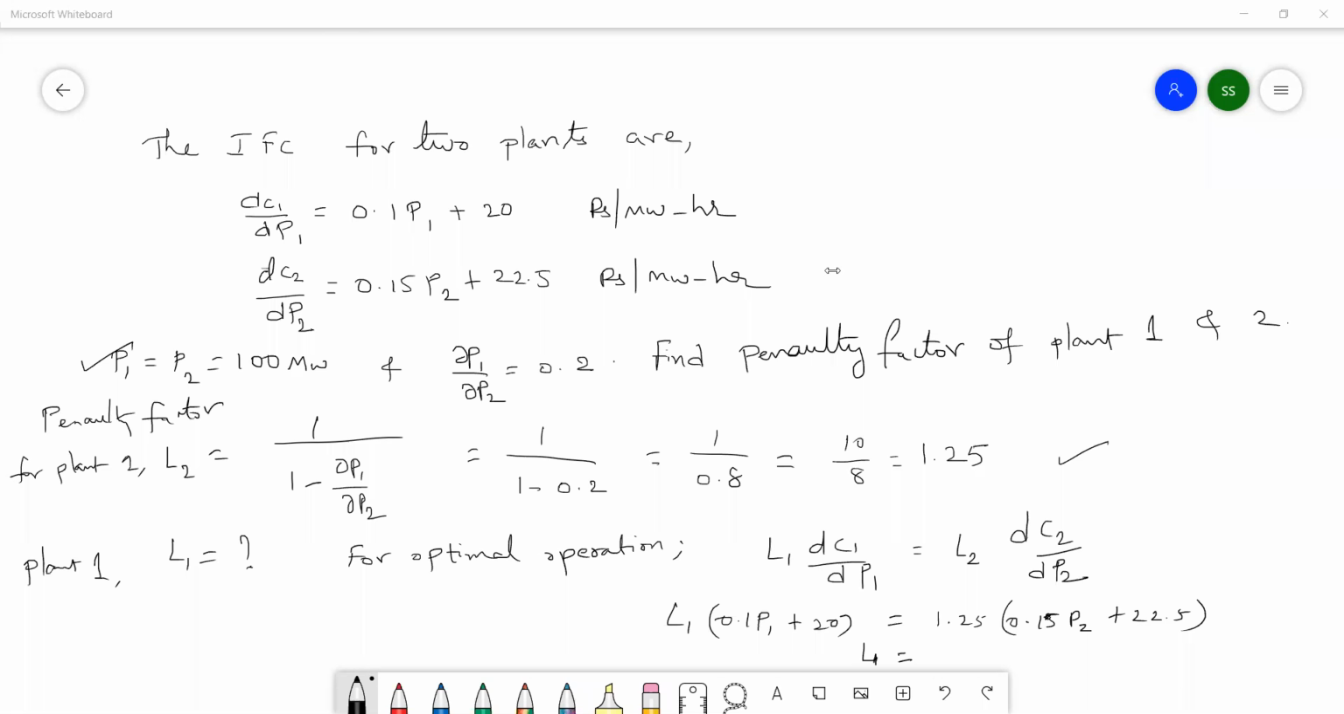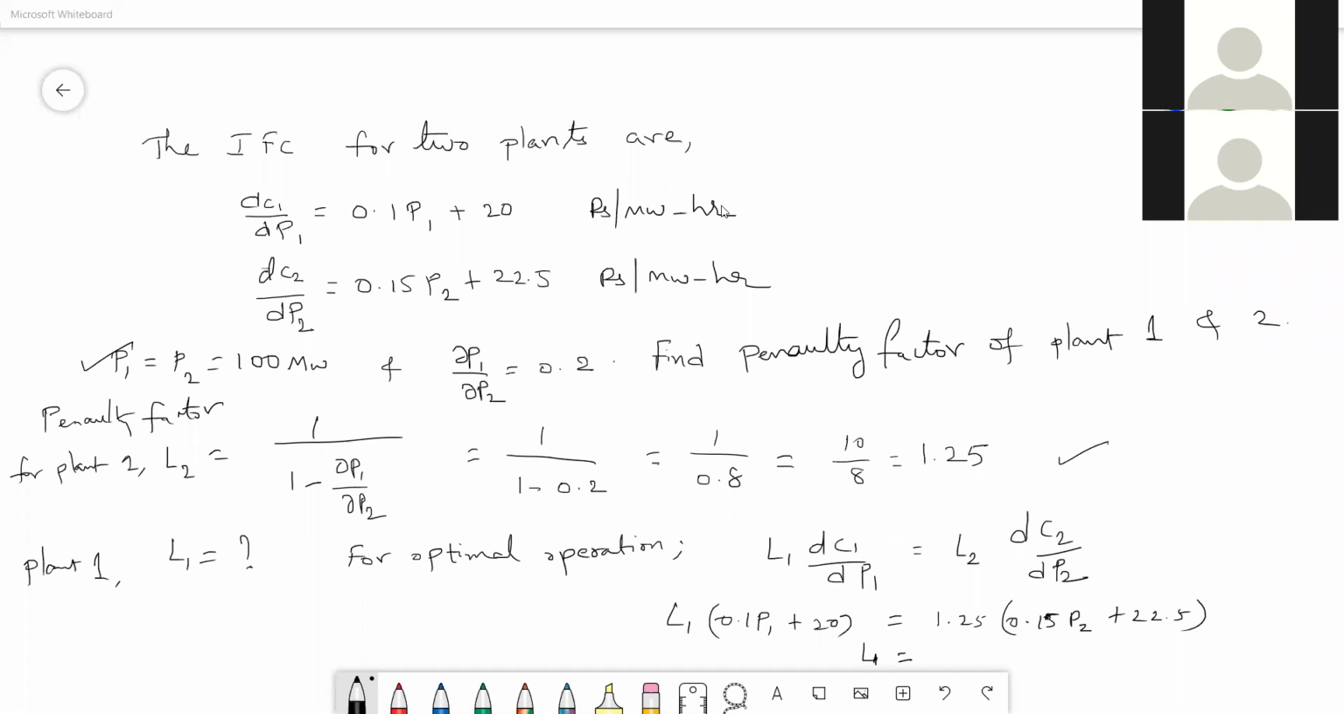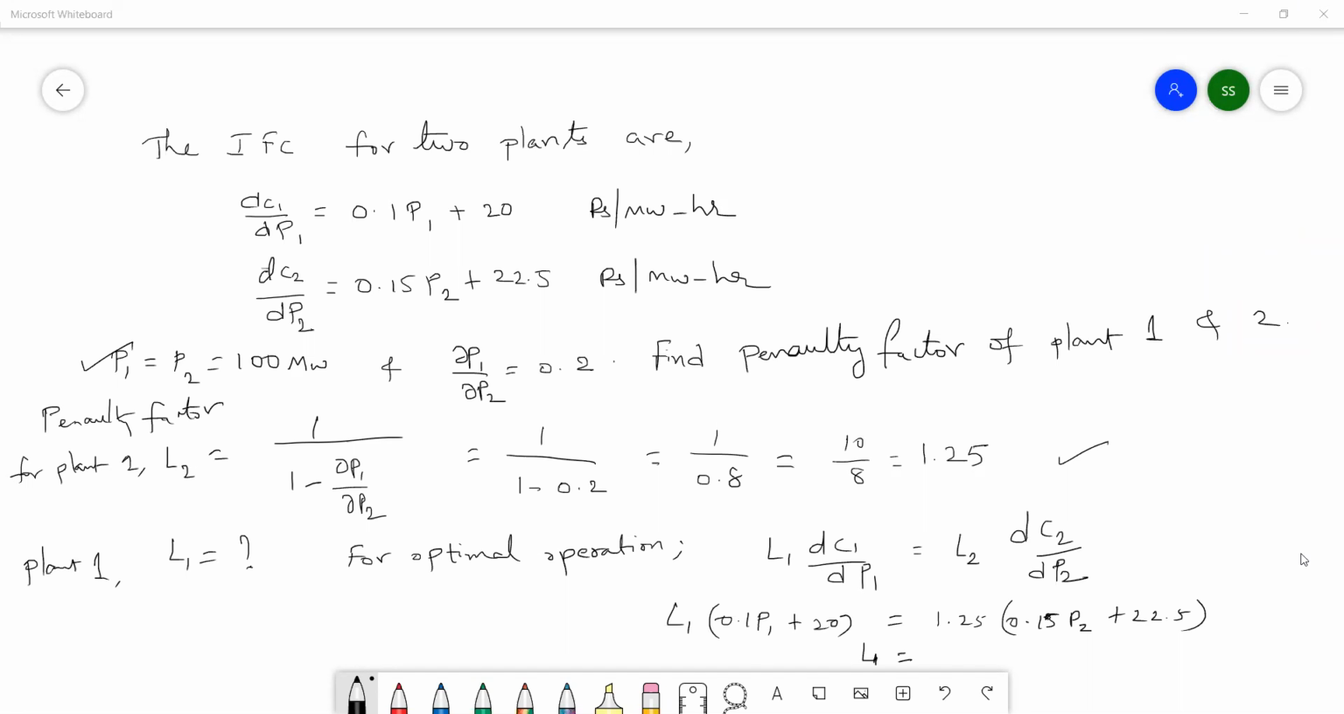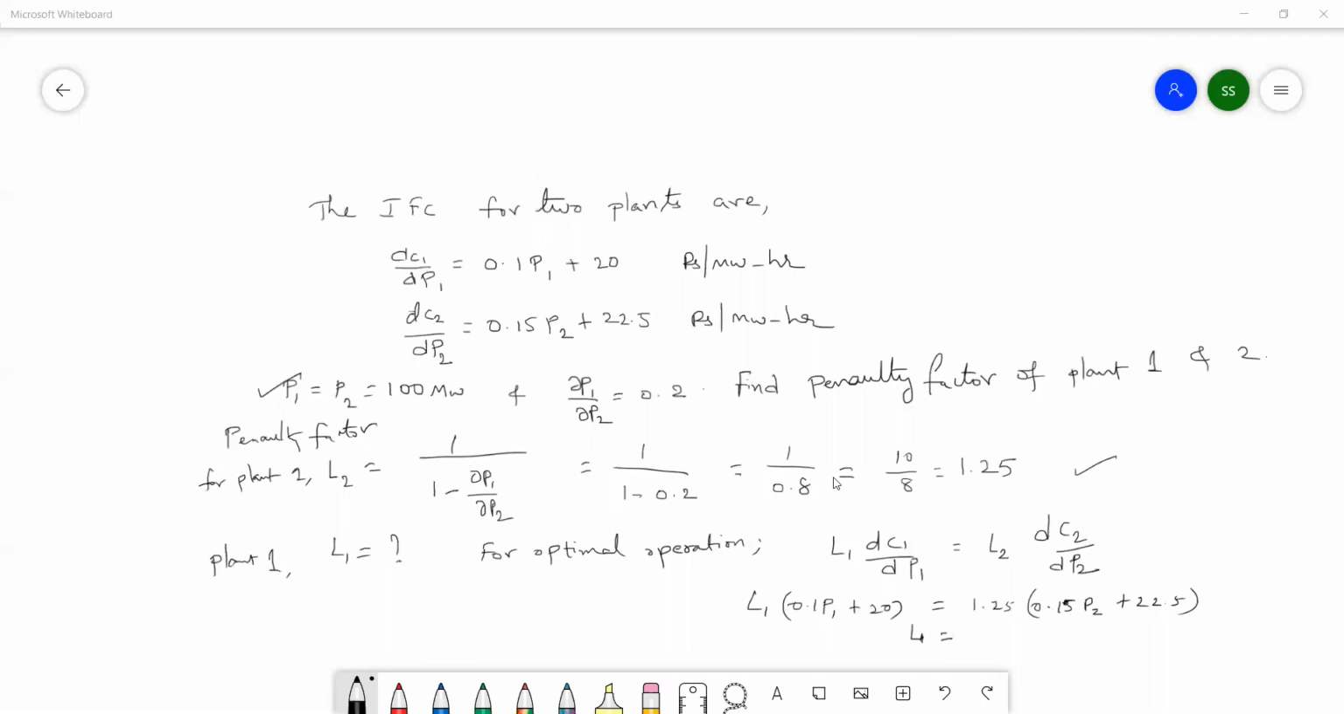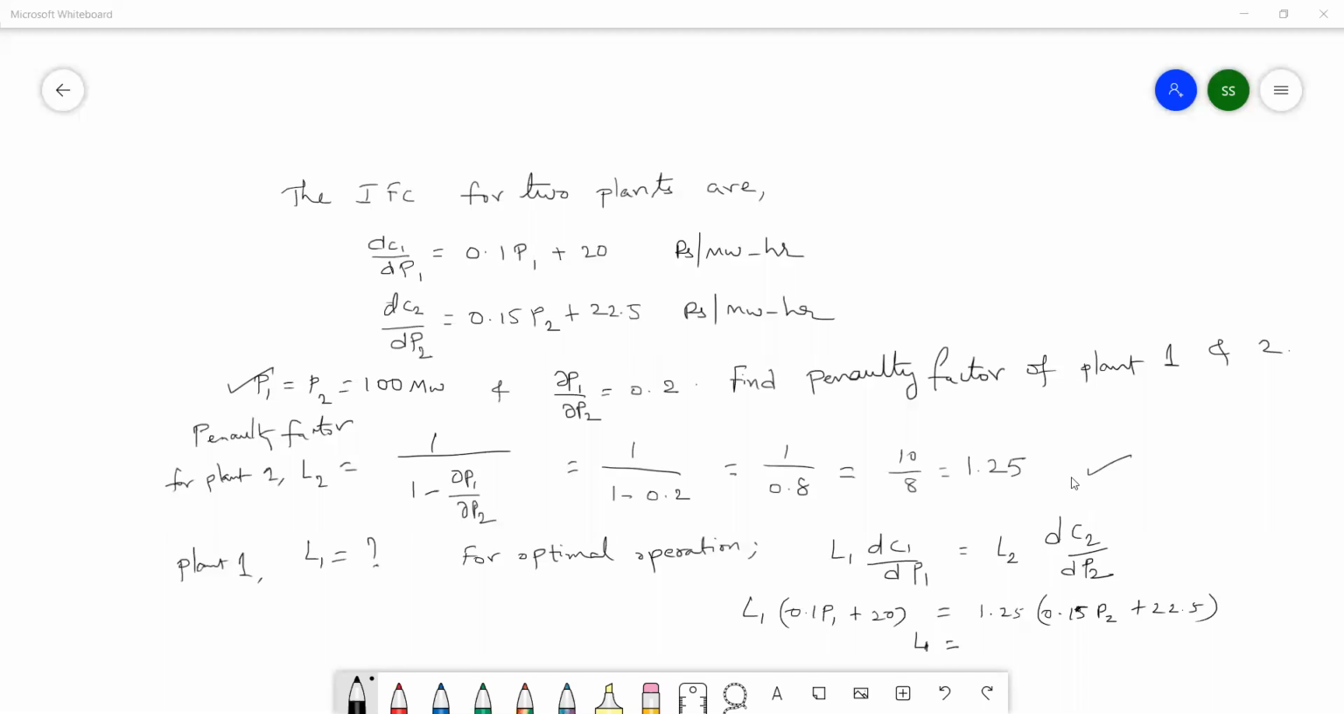How much is the value? 2.23. Sirisha, okay. Is there anyone who got the same answer or a different one? L1 value. I got 1.35, sir. 1.35. Still, is there another value from anyone? I need one more answer so that we can cross-check which one is correct.